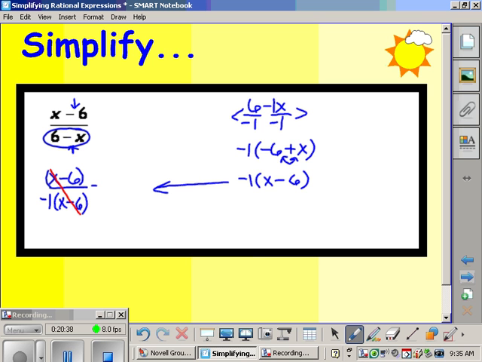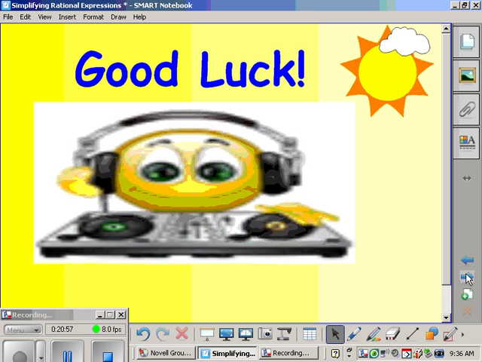And technically what we're left with, if we have nothing left in the numerator, that means there's a 1. And we have a negative 1 in the denominator, but when we divide that, we get negative 1 for our answer. So that completes the lesson on simplifying rational expressions. Good luck with this lesson.